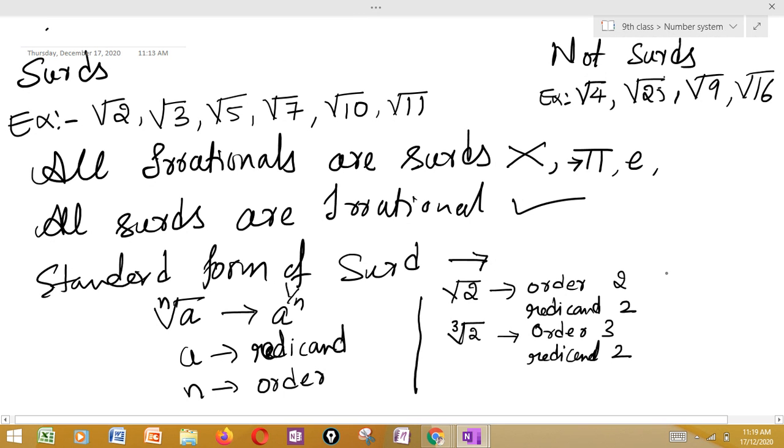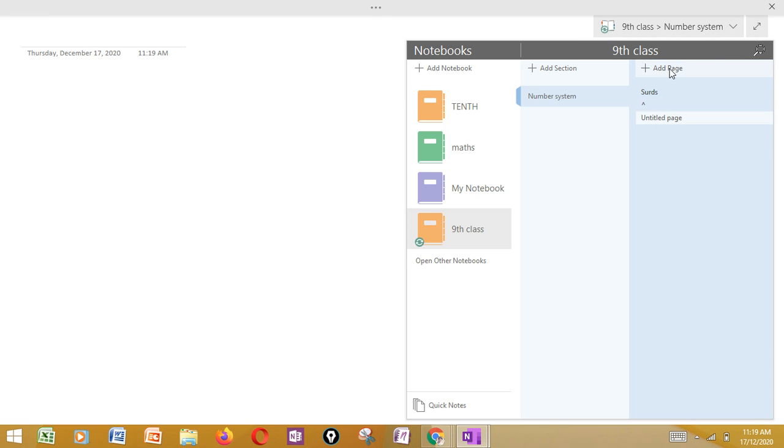Suppose you have the fifth root of 3. What is the order here? Five. What is the radicand here? 3. Okay, I hope you are getting these points. Understood?